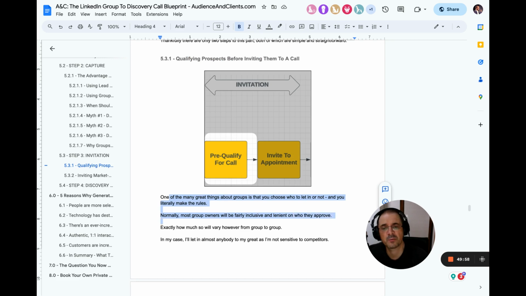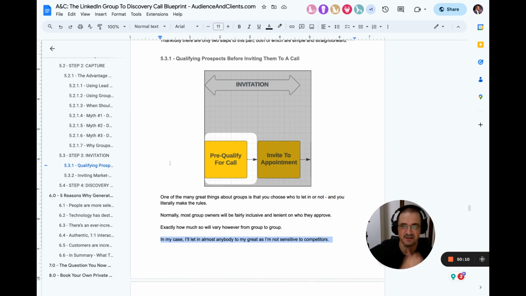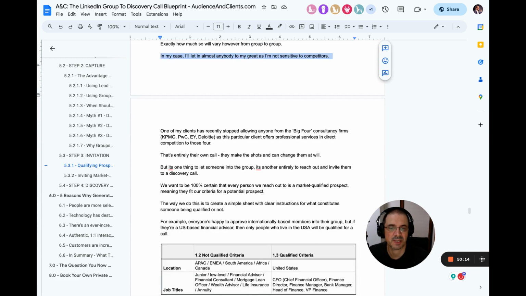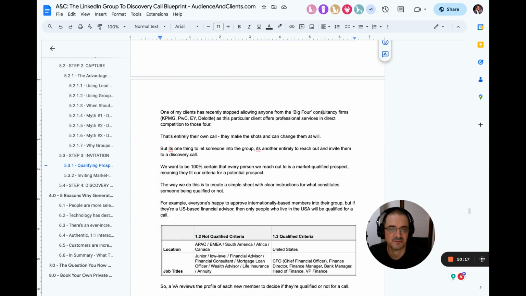So most group owners will be fairly inclusive and lenient on who they approve, and exactly how much will vary from group to group. In my case, I'll let almost anybody into my group, as I don't care if they're competitors or not. I'm not sensitive to that. However, one of my clients recently stopped allowing anybody from the big four consultancy firms, KPMG, PwC, EY, Deloitte, as this particular client offers professional services in direct competition to those four. And that's entirely their call. They make the shots and they can change their targeting and who they let in at will.